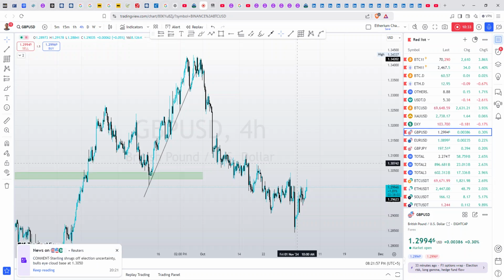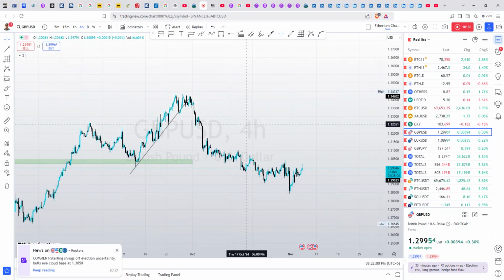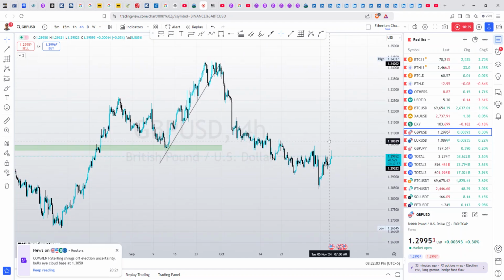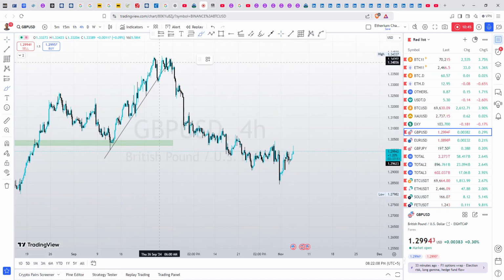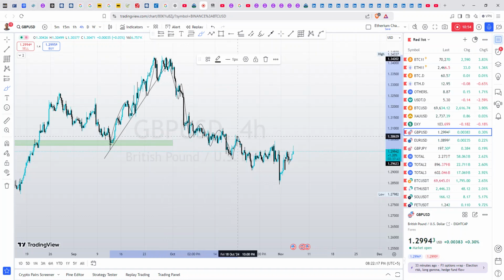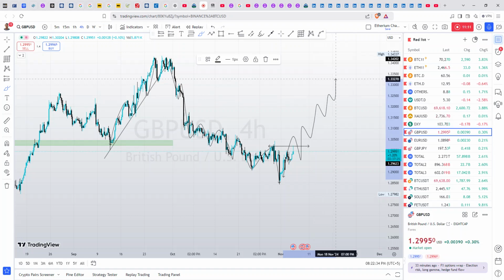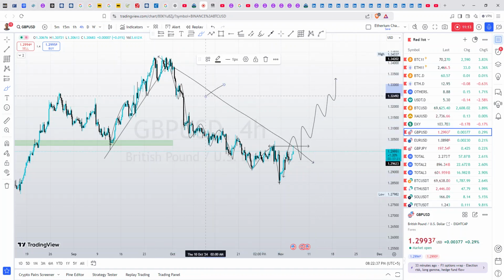GBP follows the opposite direction of the dollar. So as I was expecting a downside in the dollar, I'm expecting an upside in GBP as well. If you see the structure: higher low, then a series of lower highs and lower lows, followed by a last lower high with a lower low. And if GBP crosses this area, which is 1.30200, then we are going to see some upside, and the dollar is going to drop, and all this liquidity at the upside would be taken.